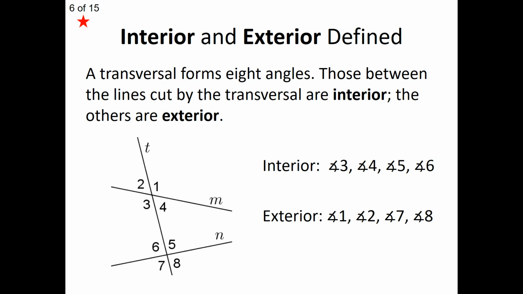So in our diagram below, we have angles 3, 4, 5, and 6 known as our interior angles because they're in between the 2 lines that are cut by the transversal. And then we have angles 1, 2, 7, and 8, which are not in between, which means that we consider those the exterior angles.